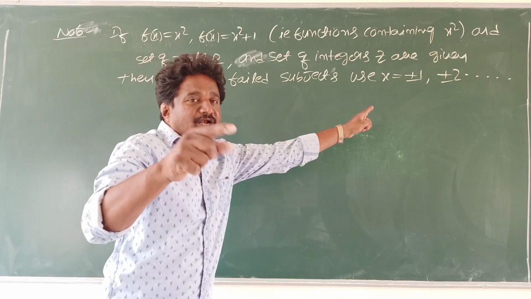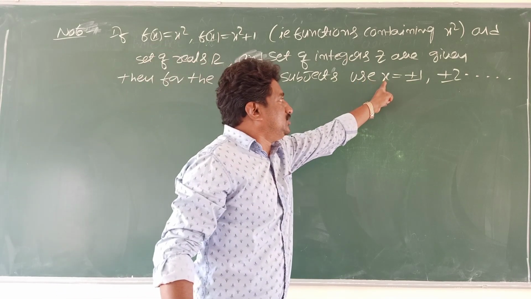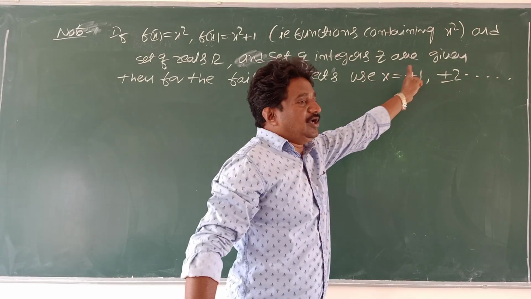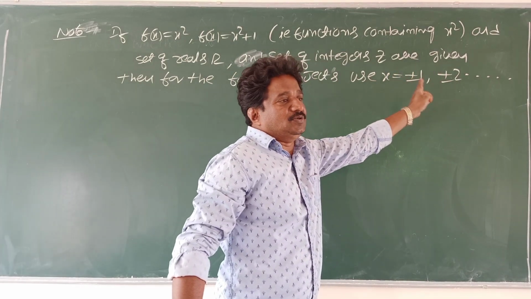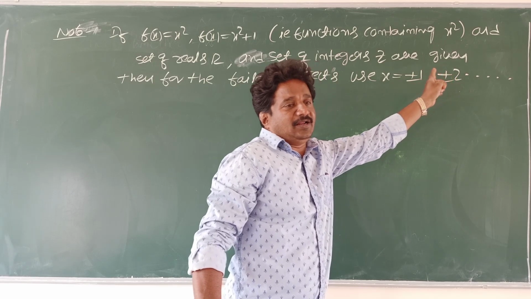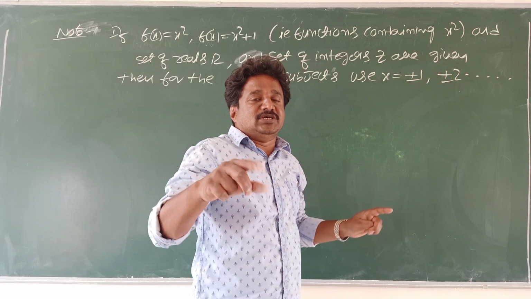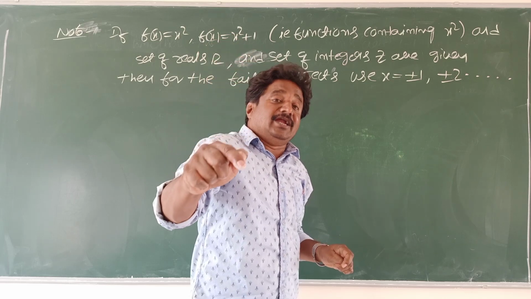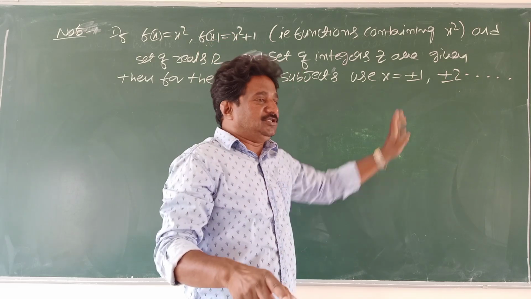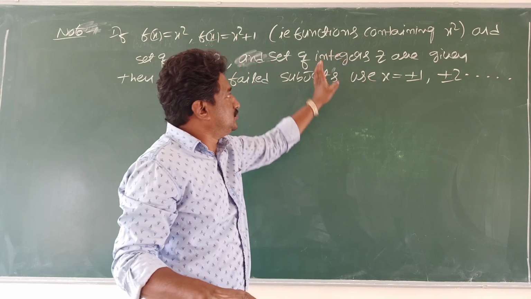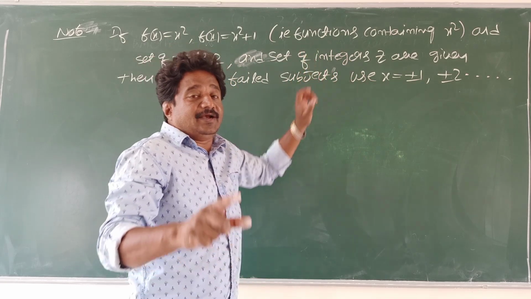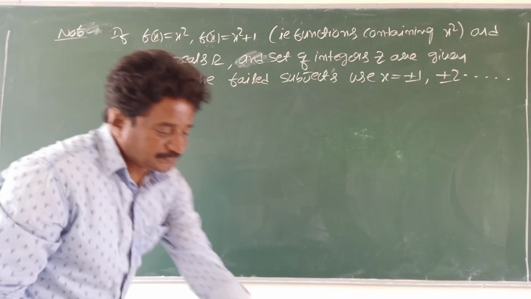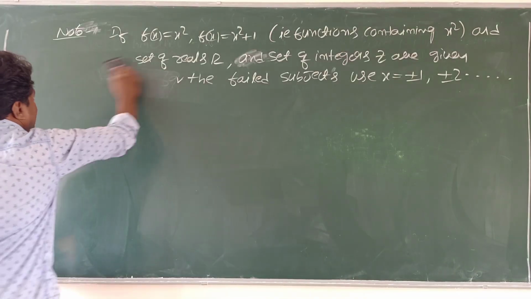To get failed subjects, you go for choosing either x equals plus 1 or minus 1. x is equal to either plus 2 or minus 2. x is equal to plus 3 or minus 3. You can choose any positive number and the related negative number to get a failed subject. Right? I hope you understood this note very well. Let us go for solving problems. Okay, first question.